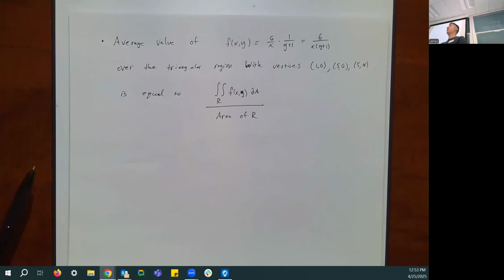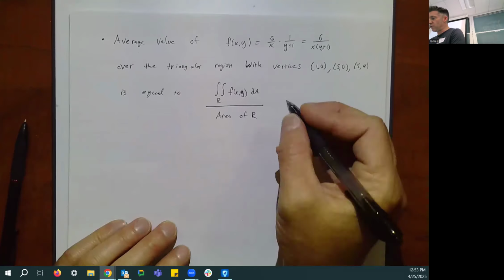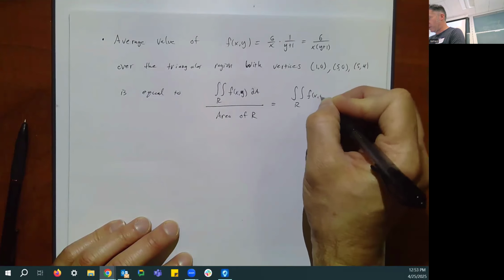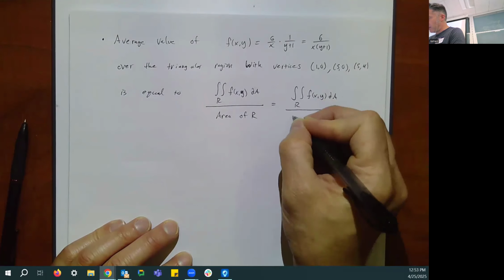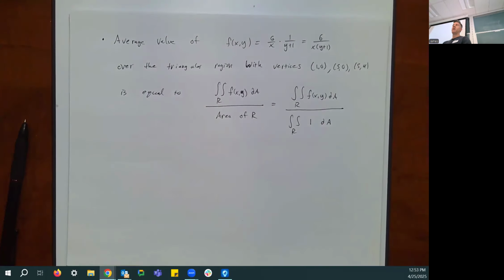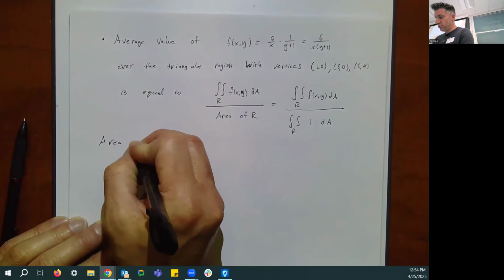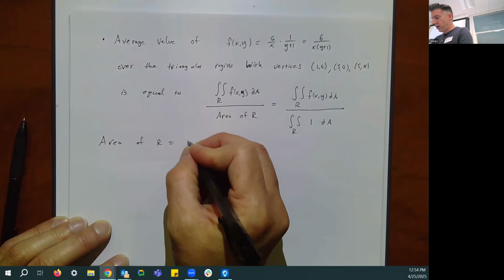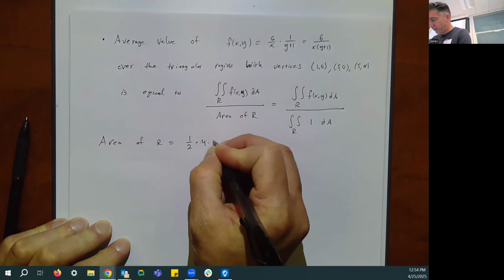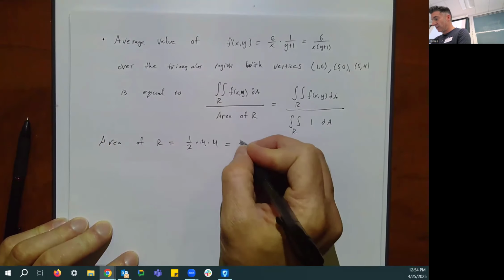Now, depending on how complicated your region is, sometimes you have to do it like this. It's the double integral over my region of my function, which we already calculated, divided by the double integral over my region of 1. But only if your region is kind of funky. If your region is a triangle, we know how to find the area of a triangle, right? The area of our region in this problem is 1/2 times the base, which was 4, times the height, which was 4. So the area of our region is 8.